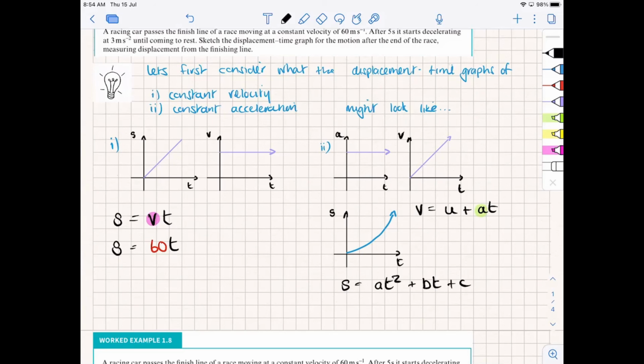Okay? So I thought we'd look at this, right? Now we have an idea of what the graphs are going to look like when we have to draw them. Okay, if we have constant velocity, you can see we're going to get a straight line. Right? If we have constant acceleration, we're going to have a curved line like this.